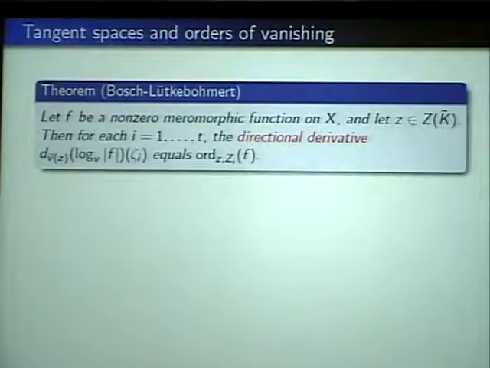And so here's the result of Bosch and Lütkebohmert. In this context, if f is a non-zero meromorphic function on X and little z is a point of the special fiber, then for each component, for each i, this directional derivative is just the order of vanishing. So the derivative in the direction of that closed point z of the function log absolute value f is just the order of vanishing of f at that point on the closed fiber. So this directional derivative is just encoding the order of vanishing.